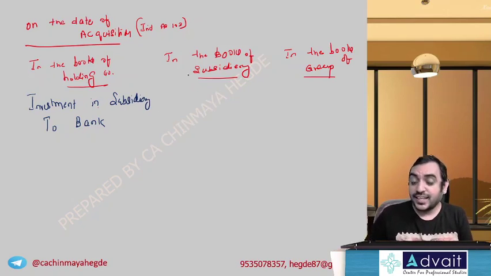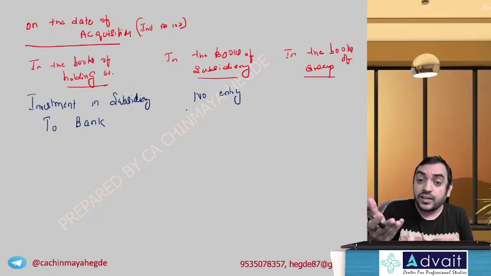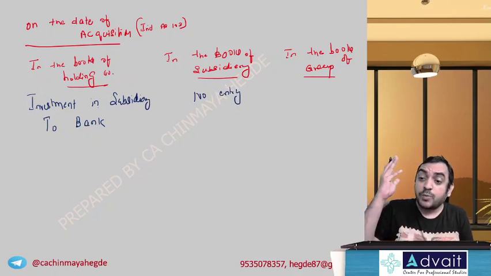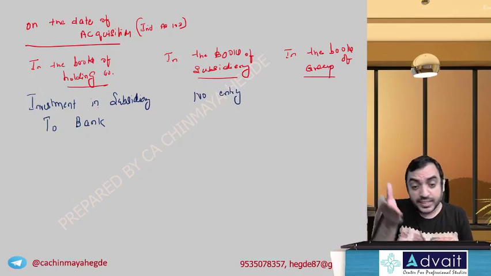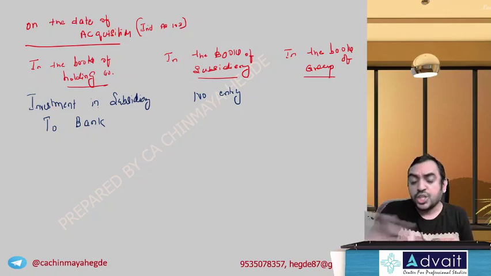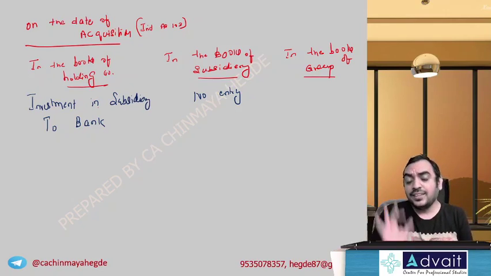Generally, there is no entry because they would have already passed the entry at the time of issue of shares. If it was an initial issue, yes, they will pass an entry: bank account debit to issue of shares, to share capital, to security premium. But if this holding company is buying the shares, it usually buys from existing shareholders. So in the books of the subsidiary company, you will not have any journal entry.